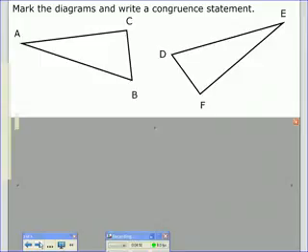Okay, so in this problem I'm assuming that these triangles are congruent because it's asking me for a congruent statement. So before we try to do anything, let's figure out which angle goes with what. Let's give the smallest angles one arc, the middle size angles two arcs, and then the largest angle, which looks slightly obtuse, three.